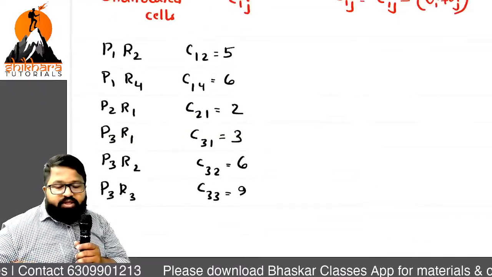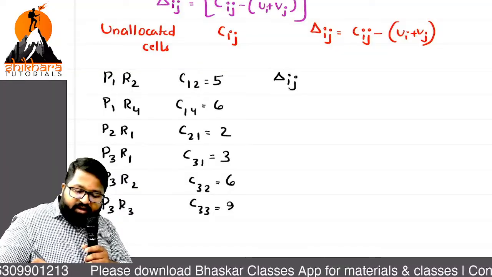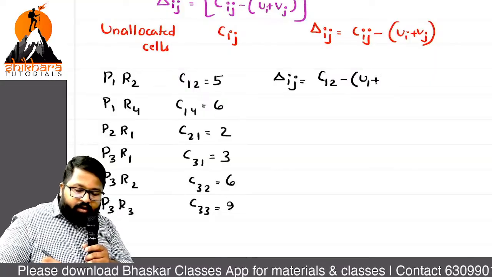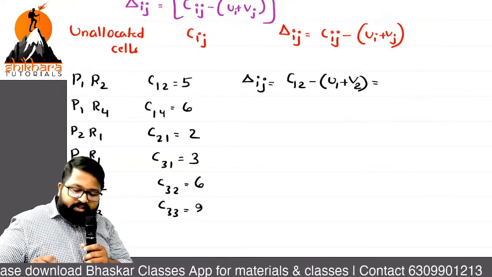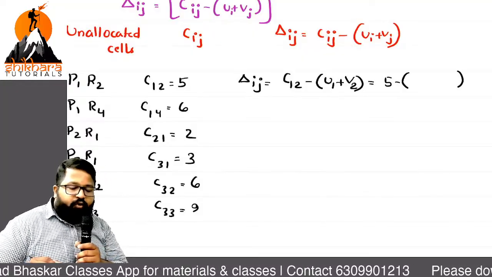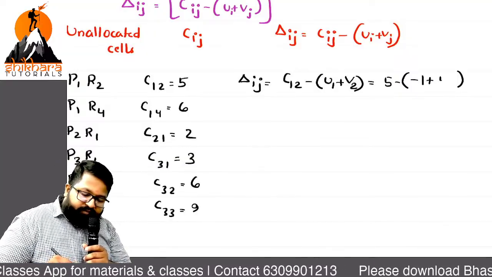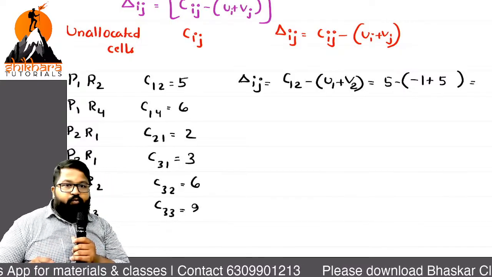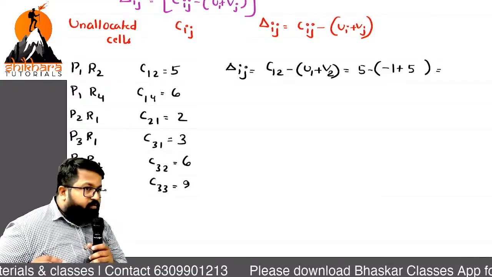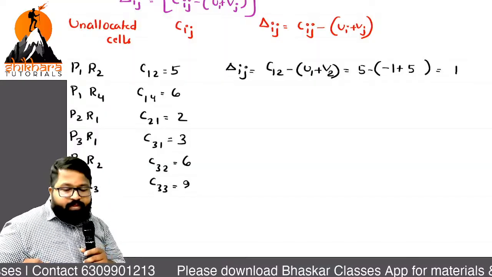Done. Sir, once it is done, can you find the value of delta Aj first? That is C12 minus U1 plus V2. That is equal to how much? 5 minus of U1, which is minus 1, plus V2, which is 5. Finally, what is the net value? 1. Okay.